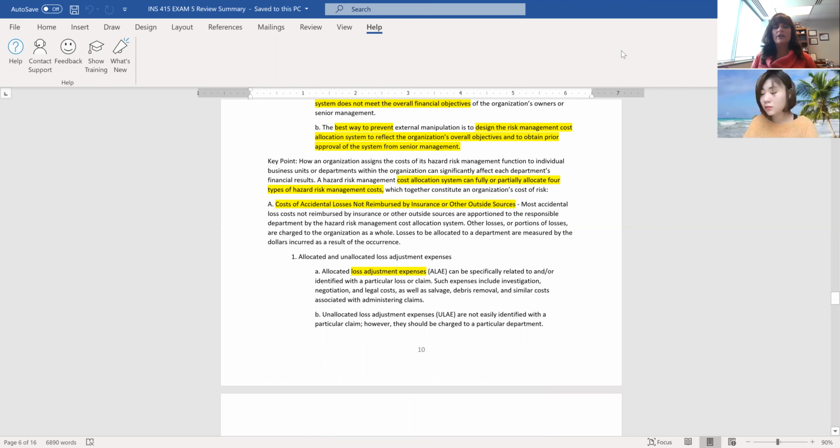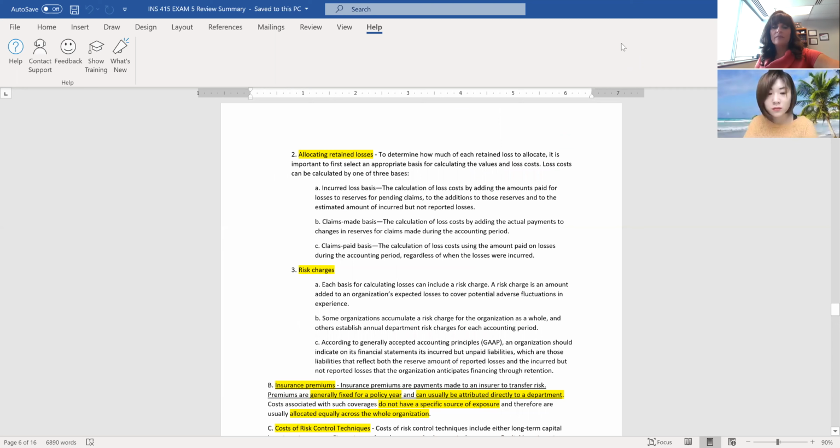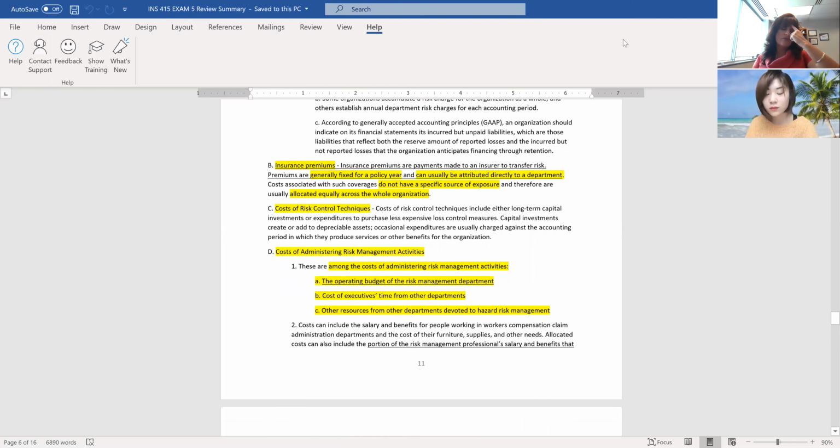Allocation systems can be fully or partially allocated across four different categories of costs. The first one being your cost of accidents, that you aren't going to get anything back from insurance companies. These are your retained losses. That's the first expense. The second, I'm going to jump down. The next major expense is insurance premiums. I have to pay some insurance premiums, those that are over my deductible. My third type of cost would be risk control techniques. So for example, City Utilities has a safety department, and we spend money on fire suppression systems. Those are all risk control techniques, and they have a cost.